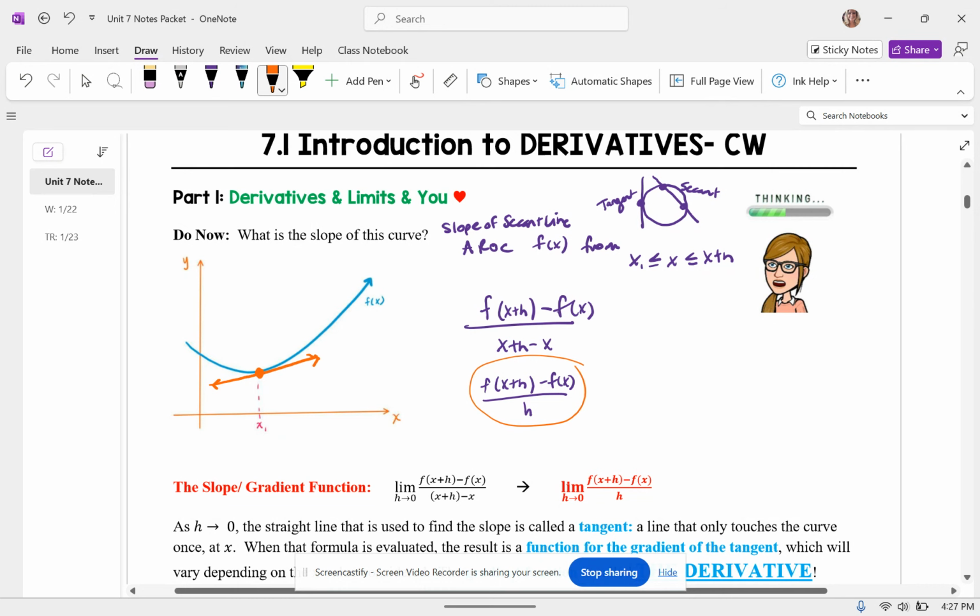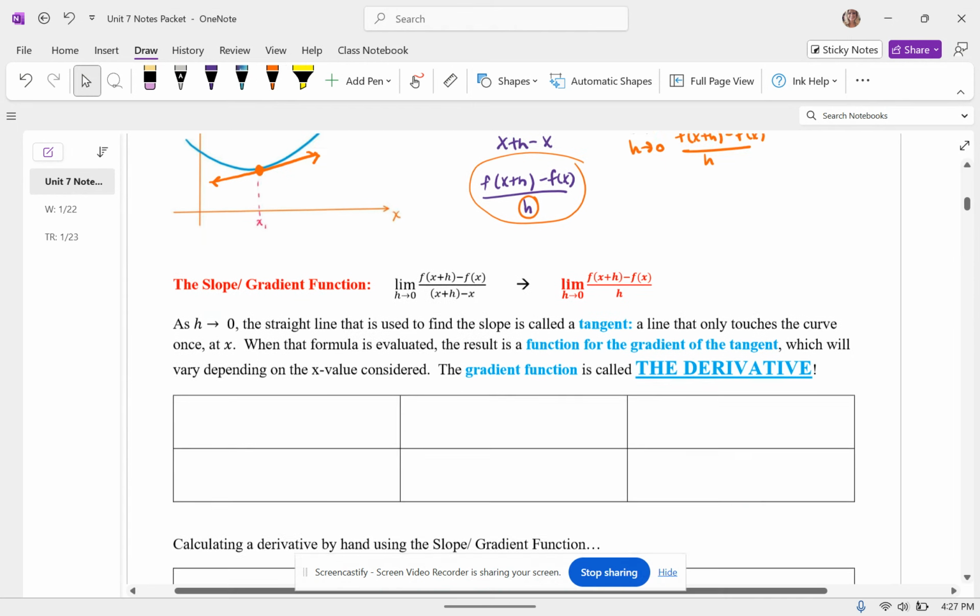So I would have the limit as h approaches 0. So this is where the limit comes in, right? As h approaches 0, we can't just have h be 0 because then we would have an indeterminate form. But as h approaches 0, I can find the slope of the curve right at that specific point. Okay, so that's the limit definition of a derivative.